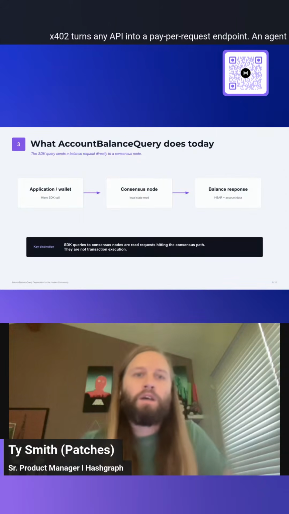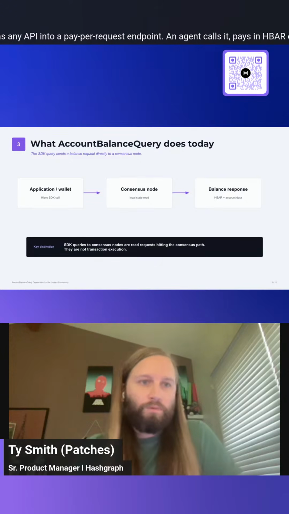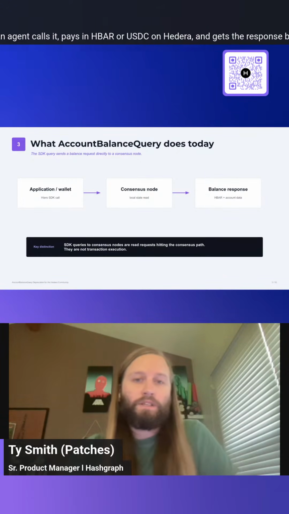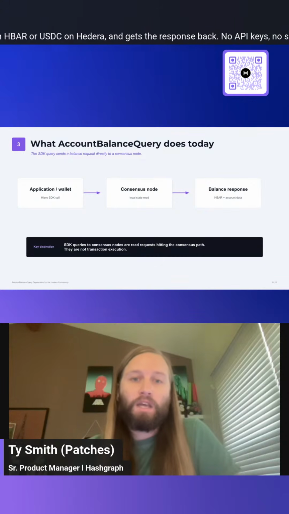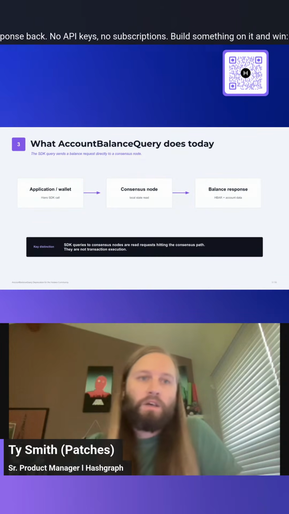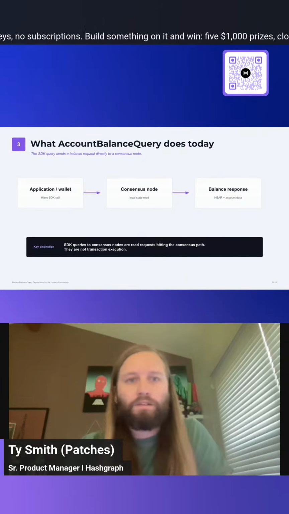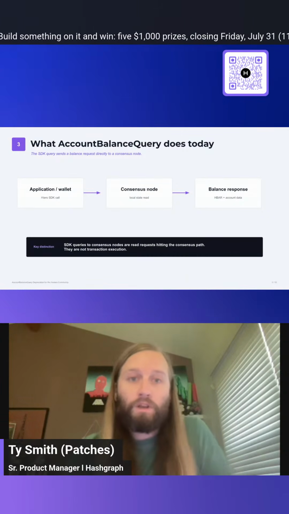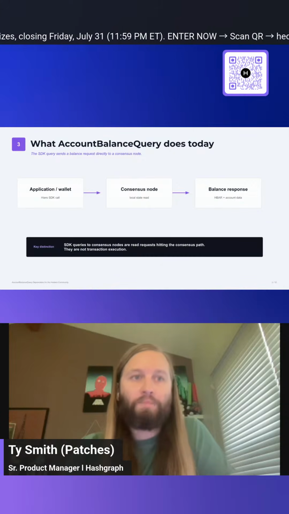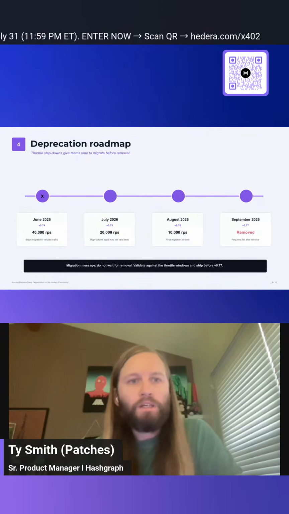So today, the application, the SDK, will call a consensus node, and that will read its local state, and then it will report the balance response from that state. So the SDK query sends a balance request, and the consensus node is answering, which is, again, not the happy path that we're looking for.